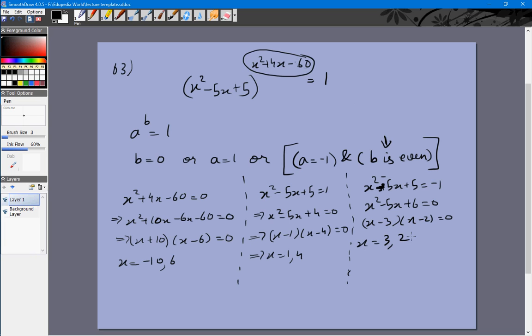And if you put in the values of 3 and 2, x is equal to 2 will give me an even value, but x is equal to 3 will give me an odd value, because this is odd and these two are even. So x is equal to 3 is not a possible solution, because in this case it would be minus 1 to the power of an odd number, which is minus 1. So the solutions are minus 10, 6, 1, 4 and 2, which gives me the sum of them as 3. So the answer is option 1, which is 3.